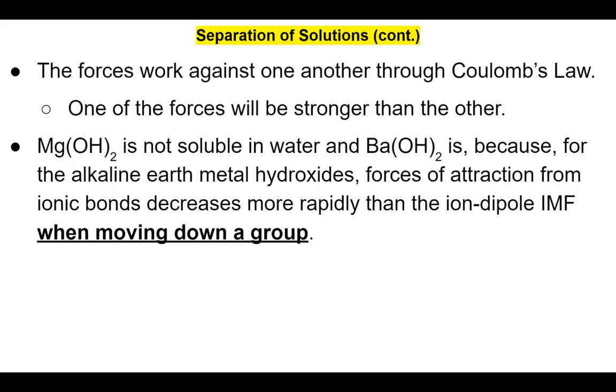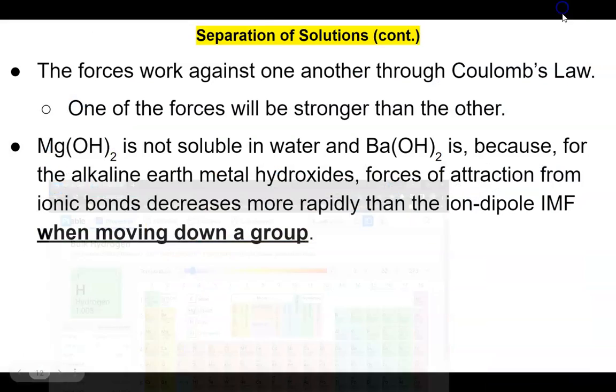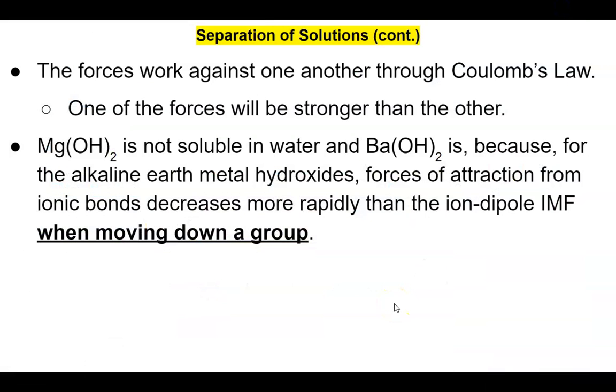Magnesium hydroxide is not soluble in water, and barium hydroxide is, because for the alkaline earth metal hydroxides, the forces of attraction from ionic bonds decrease more rapidly than the ion-dipole IMF when moving down a group. So again, when we look at our periodic table, as we go down a group, we're adding energy levels. The atom is getting bigger, and those valence electrons get further and further away from the nucleus, which will result in a weaker cation-anion attraction.